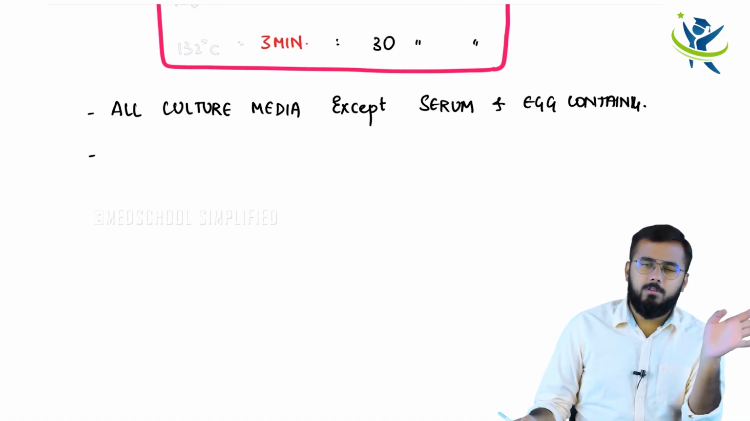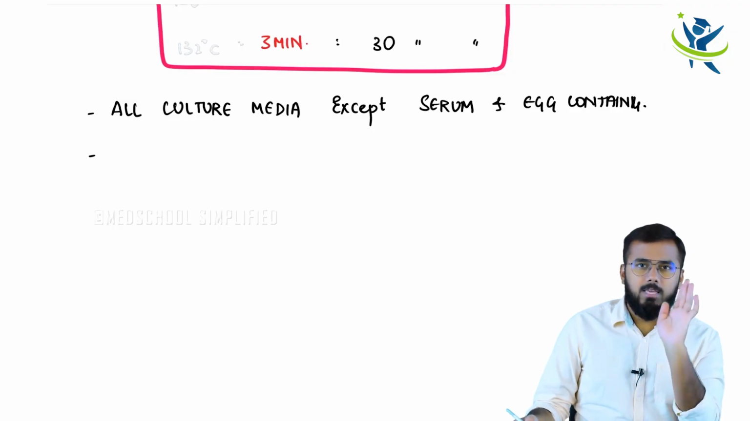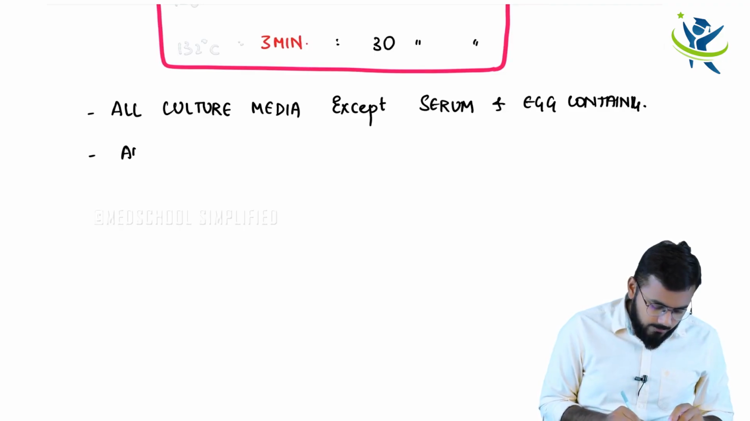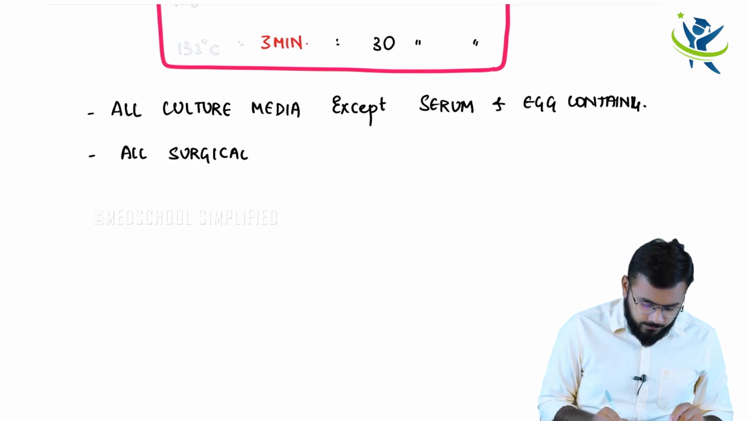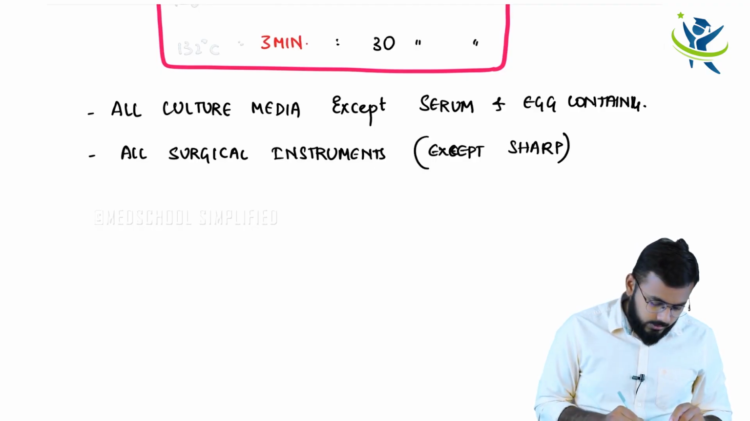Now the next important thing is that you can use any surgical instrument. Within that autoclave machine you can keep any surgical instrument other than the sharp ones. Except sharp materials, you can use anything.